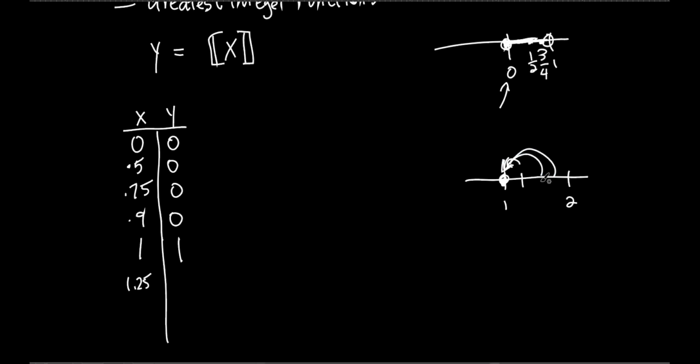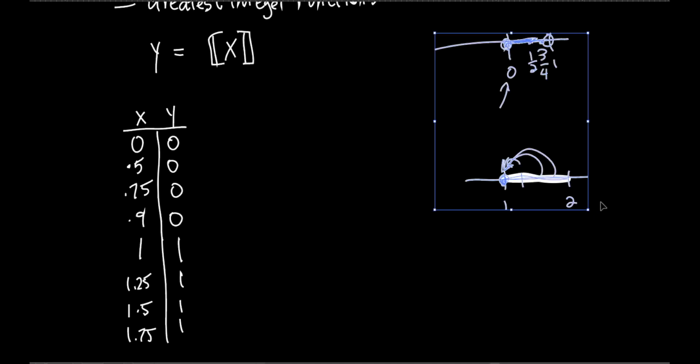So everything in here, any number in between here is going to go to what on the y? It's going to go to 1. See that? 1.5 is going to go to 1. 1.75 is going to go to what? 1. You see that? All right, so now I think we might be ready to graph.